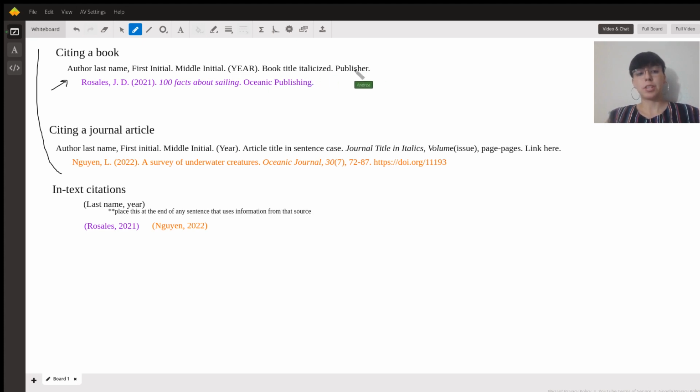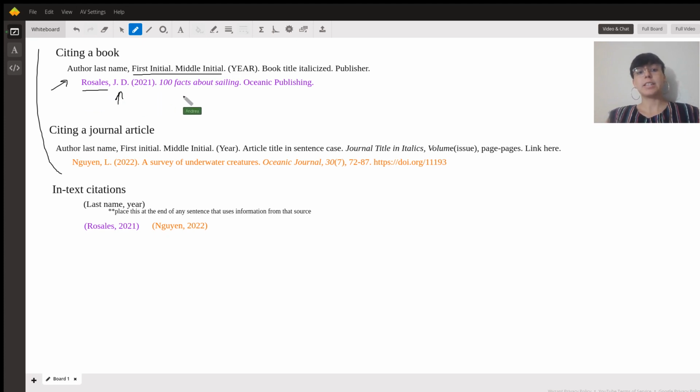Now you'll notice a few things. First of all, we have first initial and middle initial. So we don't need their full name when we write this in our reference page. We just need their first initial and their middle initial. If they don't have a middle initial, then it's just their first initial. So we don't need to explicitly write their first name. The most important thing to explicitly write is their last name.